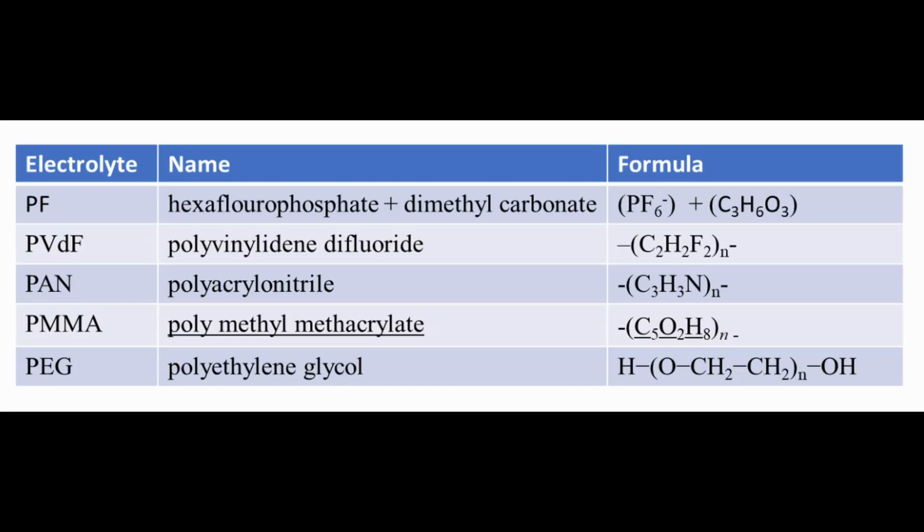Lithium-ion batteries use different electrolytes. Some lithium batteries use hexafluorophosphate, PF6- ions, in a dimethyl carbonate solution in their electrolyte. Handheld devices tend to use solid polymer electrolyte, SPE. Some SPE polymers that are used include PVDF, or polyvinylidene difluoride. PAN is polyacrylonitrile. PMMA is polymethyl methacrylate. And PEG is polyethylene glycol.